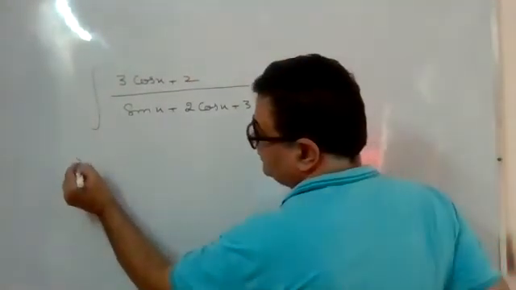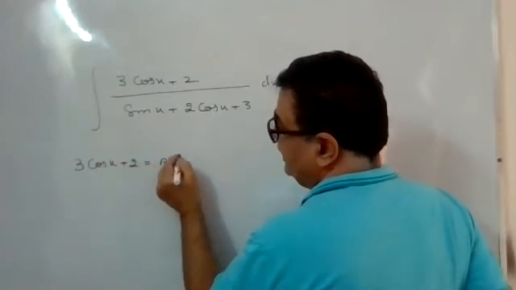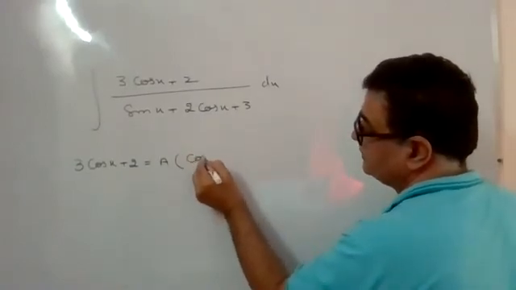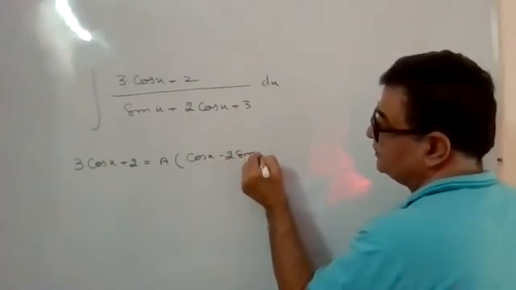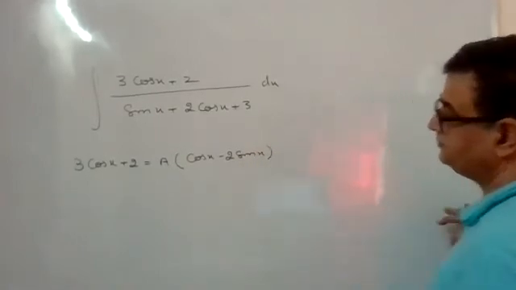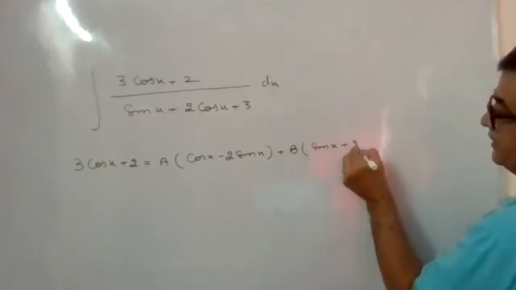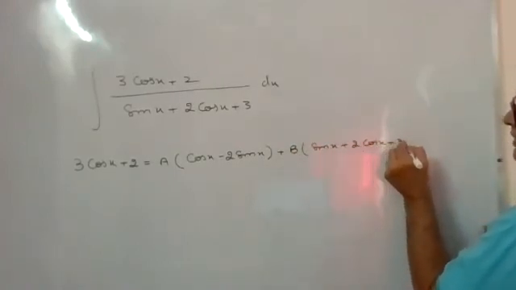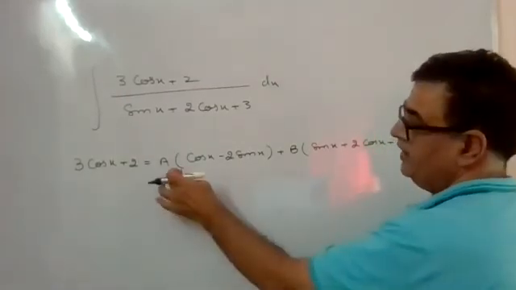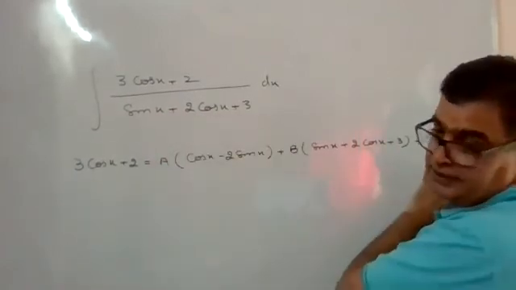Then we will write this result as 3 cos x plus 2 as a times the derivative of this. What does the derivative come to? Cos x minus 2 sin x. 3 का हो गया 0, plus b times sin x plus 2 cos x plus 3, plus c. A times the derivative of this, plus b times the denominator itself, plus c.